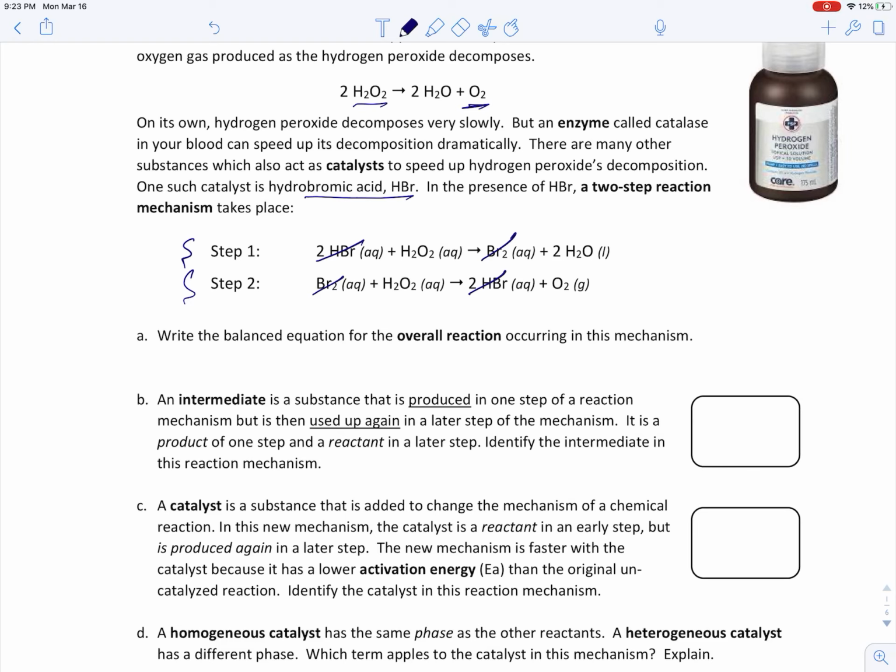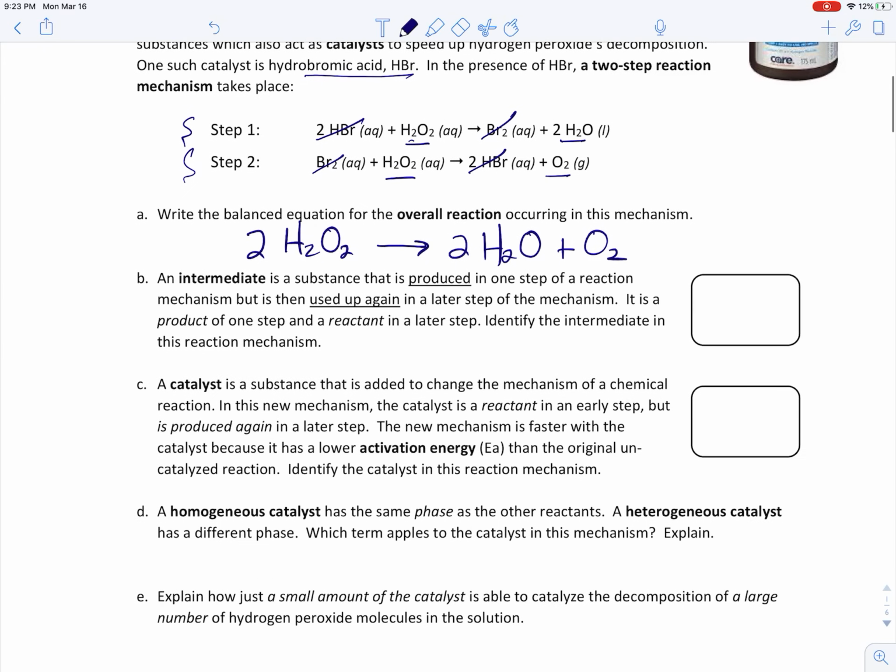So on the left, we have two H2O2s, so we can write 2 H2O2, and that's the only thing left as reactants. So it becomes, as it decomposes, on the right, we have two waters, and we also have an oxygen. So 2 H2O plus O2. There's the overall reaction. Now, in that mechanism, there were intermediates and there was also a catalyst.